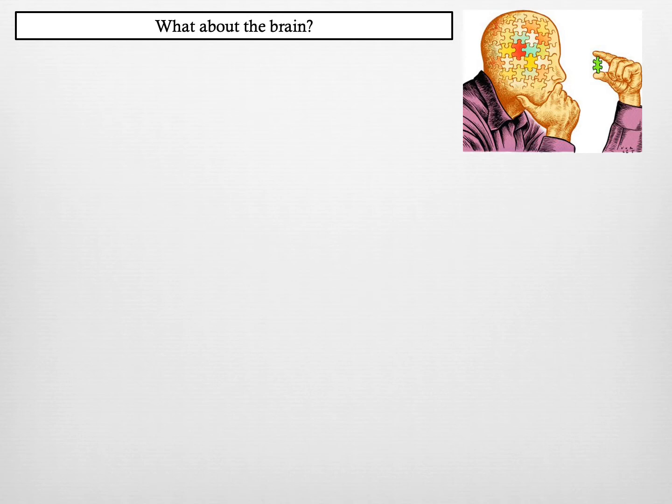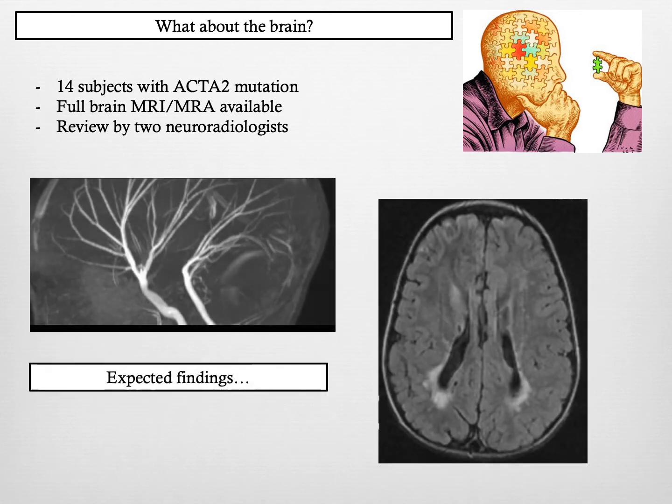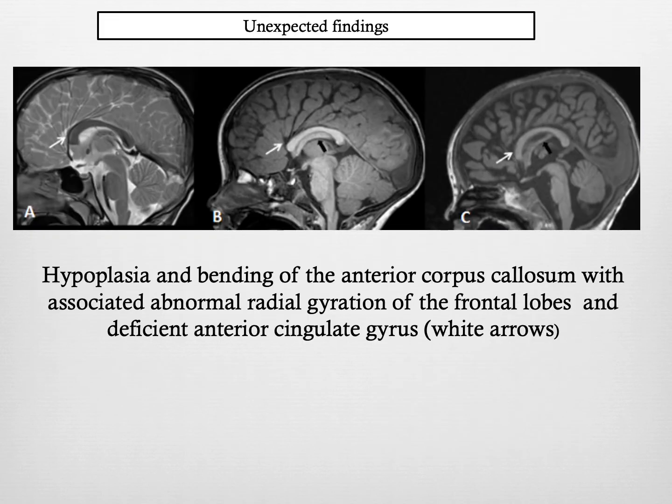What about the brain? We studied 2 years ago 14 subjects with ACTA2 mutation, and we found that apart from the expected findings, so the straightening of the arteries that you saw before and the long-standing associated ischemic damage in the brain, we also had unexpected brain findings. Hypoplasia and bending of the anterior corpus callosum was seen, associated with abnormal radial gyration in the frontal lobe. And this deficient anterior cingulate gyrus, which you would really not expect in patients with a normally developed corpus callosum embryologically.